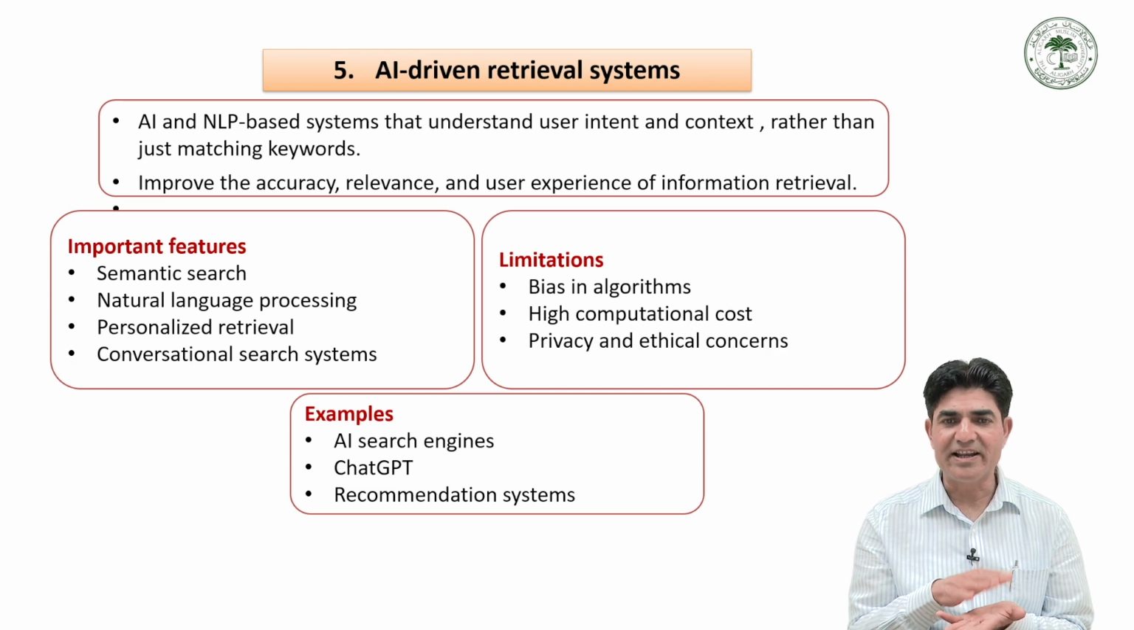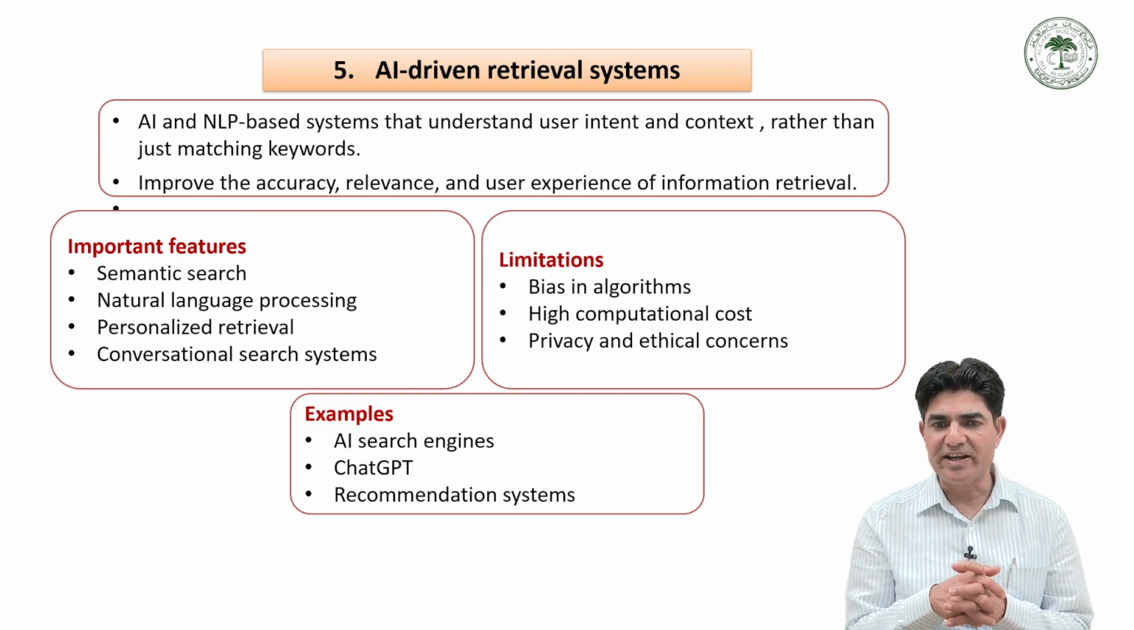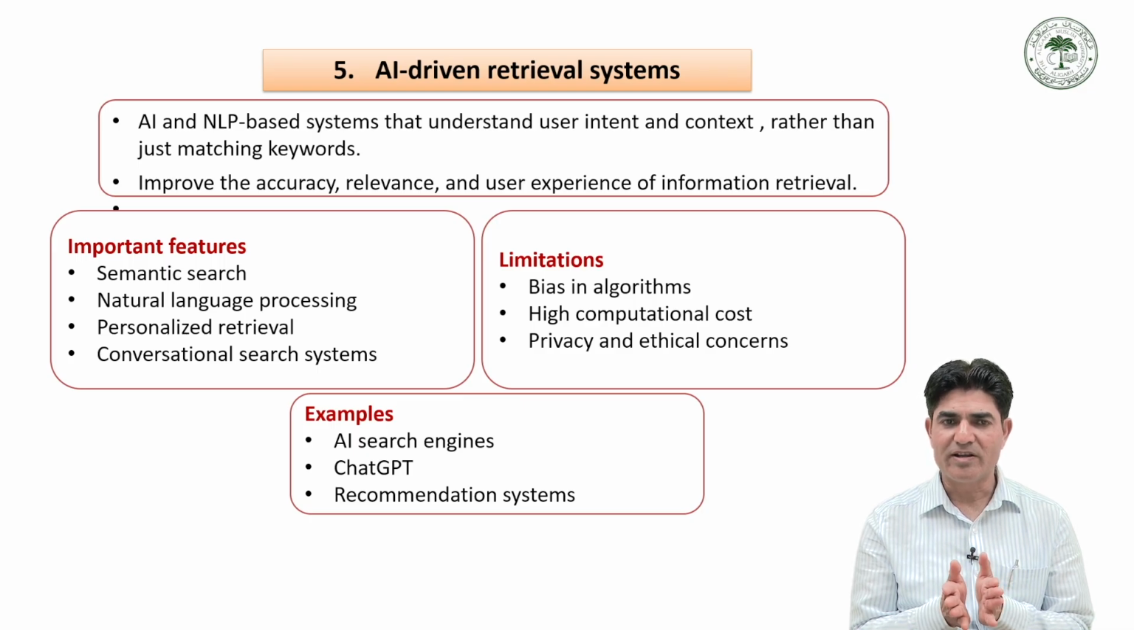But it has certain limitations: bias in algorithms, high computational cost, and certain concerns related to privacy and ethics. Because when we retrieve information from these kinds of retrieval systems, sometimes they track your personal information, and it may be misused by other people.